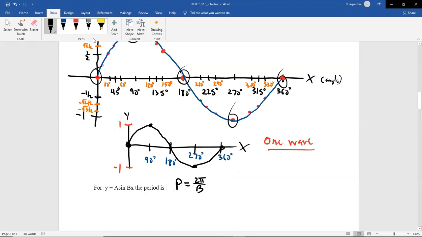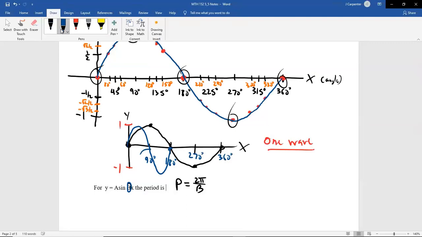So what this B in here does, basically, it's the speed of the wave. So the bigger that number is, the more waves you would get in 360 degrees. For instance, if this was a 2, what would happen is you would actually go up to 1 and back down to 0 by the time you hit 90 degrees. And then you go down to -1 and back up to 0 by 180 degrees.